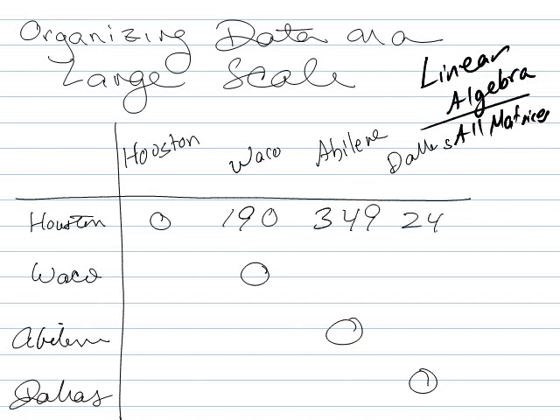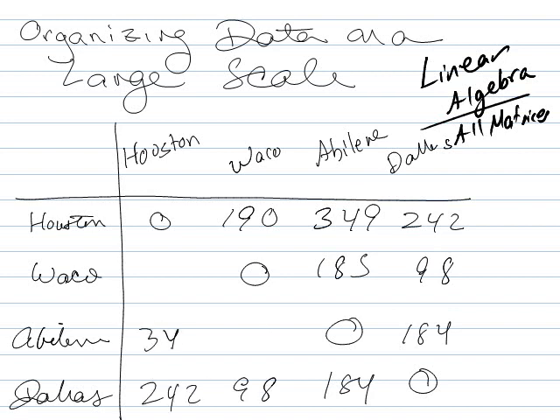Dallas to Houston is 242. Waco to Abilene is 185. Waco to Dallas is 98. Abilene to Dallas is 184. So I can actually go in here and I can fill in a matrix. So I can keep this information stored as a table.